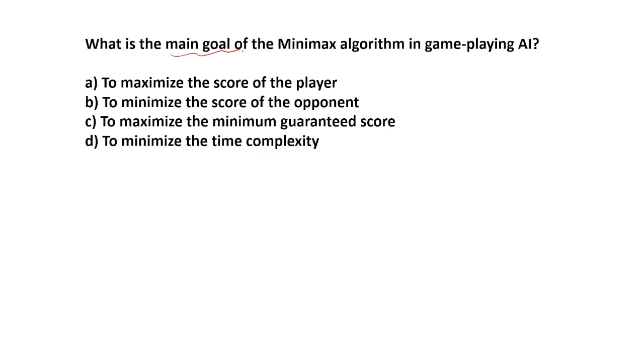What is the main goal of the min-max algorithm in game playing? As we all know, min-max is a game-based algorithm in AI that helps us in decision making. We specifically use this algorithm in games like chess, tic-tac-toe and checkers, right? In this question, they asked about the main goal of this algorithm. The first option is to maximize the score of the player, to minimize the score of the opponent, to maximize the minimum guaranteed score, or to minimize the time complexity.